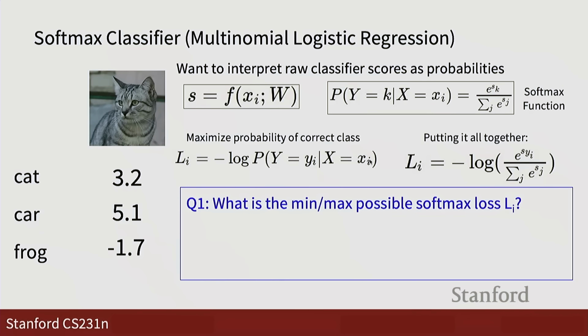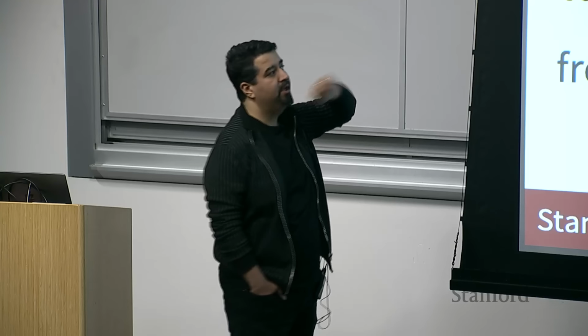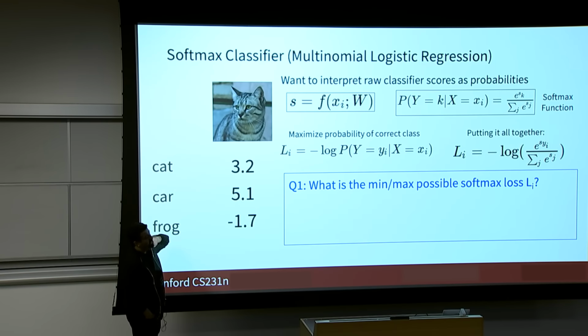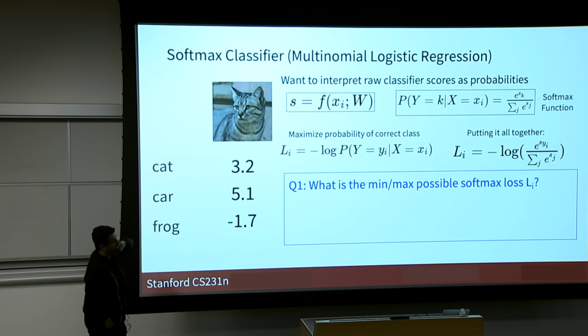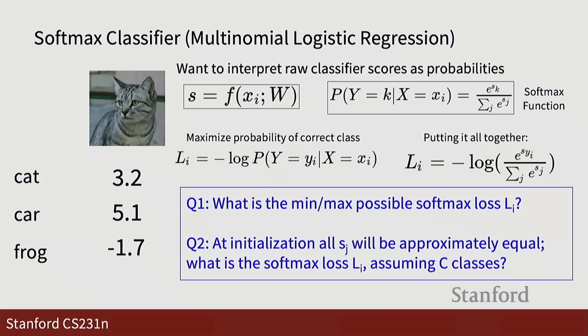What is the minimum and maximum value that you can see for the loss function Li? Yes, it's 0, which turns into minus infinity, but we have a negation there, so it will be infinity. That is correct. And let me actually look at a second question.